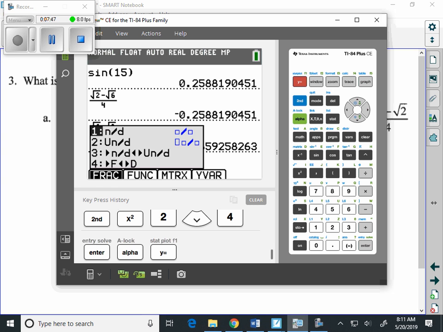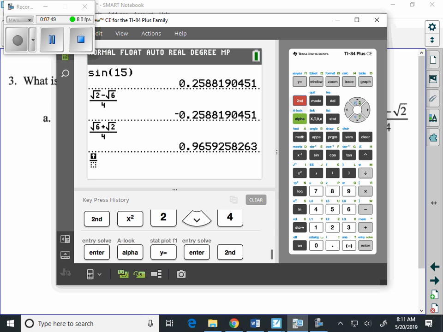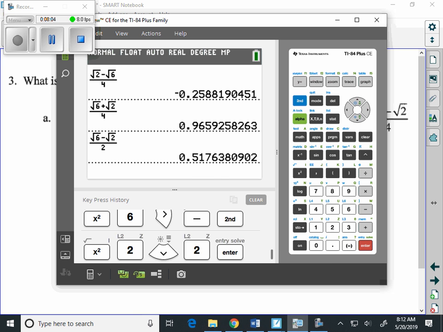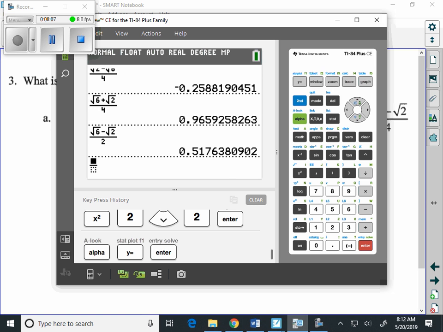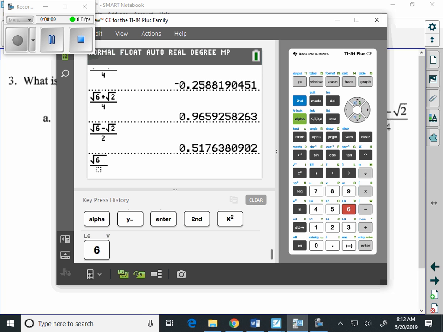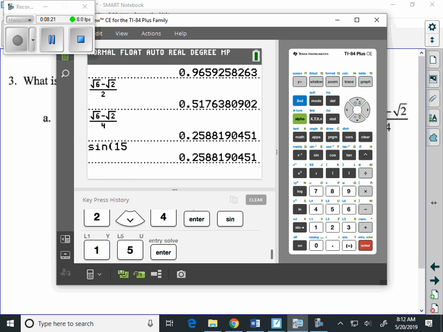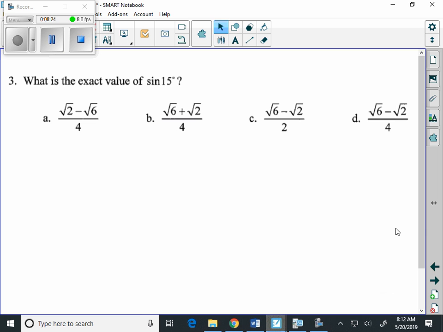Alpha y equals, for letter C, square root of 6 minus square root of 2, all divided by 2. Nope, so hopefully it's letter D, square root of 6 minus square root of 2 divided by 4. I'm going to type in the sine of 15 one more time, and what we see is that they match.